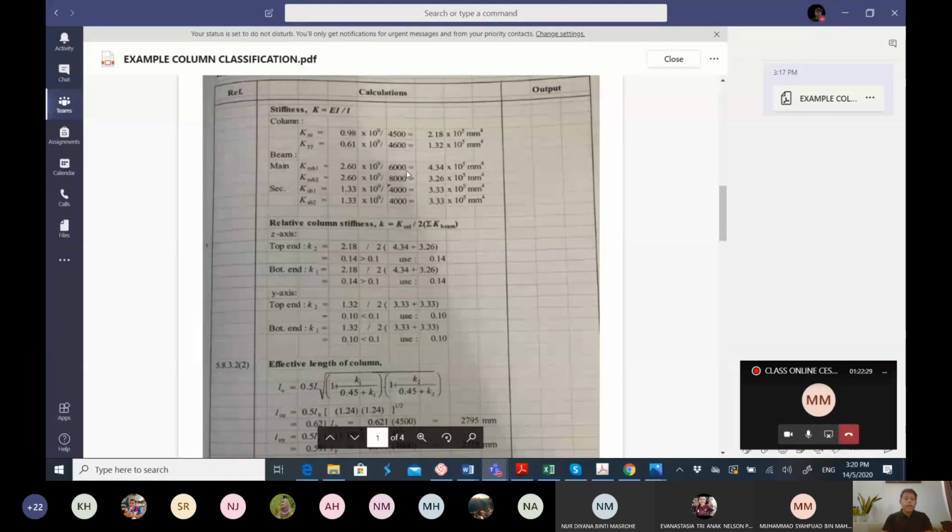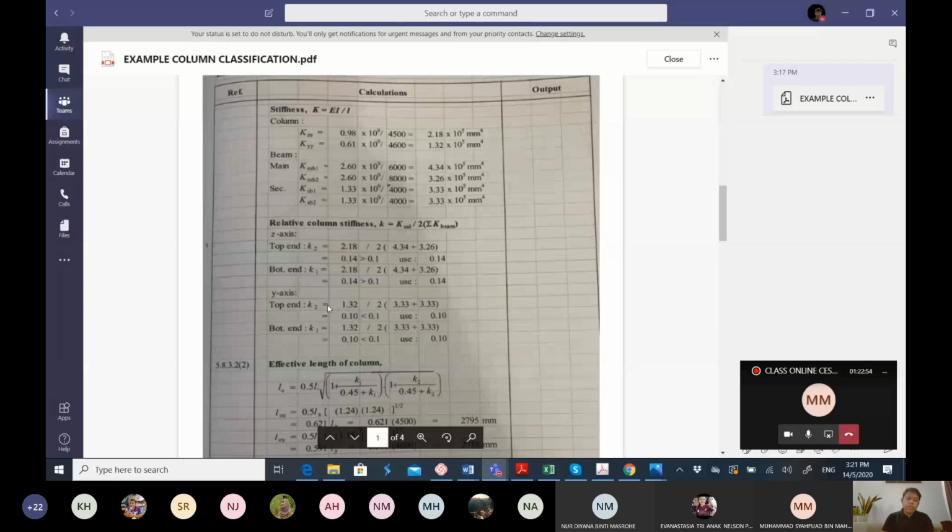Okay, and then the relative column stiffness here is equal to K column divided by 2 times the summation of K beam. The value here should be more than 0.1. Normally both values are the same. Then you have to repeat for the Y axis, the value should be less than or equal to 0.1. So if you get more, you use 0.1.